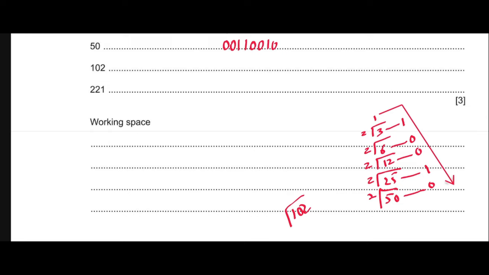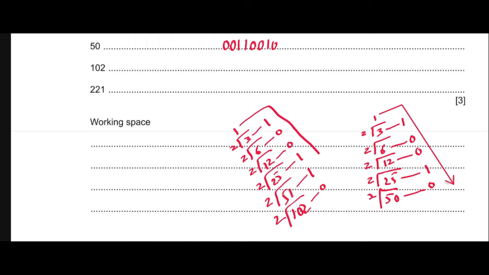We use the same method. Divide by 2: 102 divided by 2 is 51, 25 is 12, 6, 3, and 1. Same thing. If the number is odd, the remainder is 1. If the number is even, the remainder is 0. Write the numbers from bottom to top. So what is the answer?